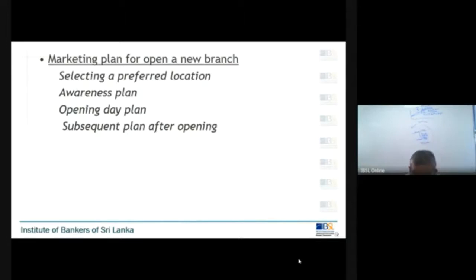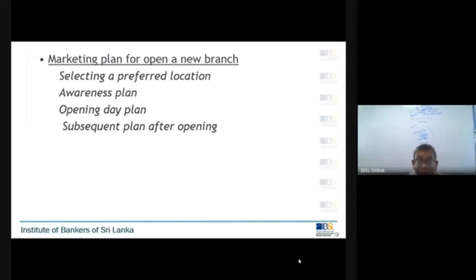So when are you going to convert your branch into a profit-making branch, right? All the plans you need to prepare under the feasibility study, and then this feasibility report with your profit-generating plan, you put it to your board of directors. Then the board of directors needs to give an approval.